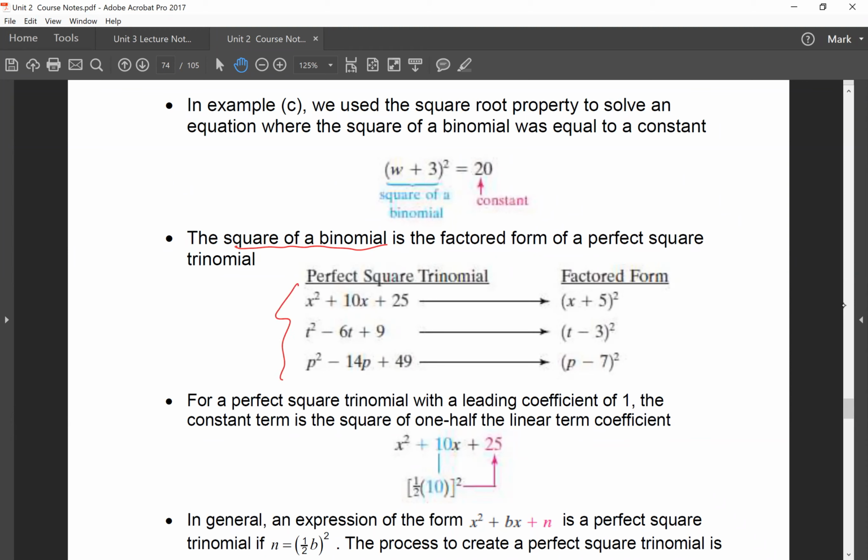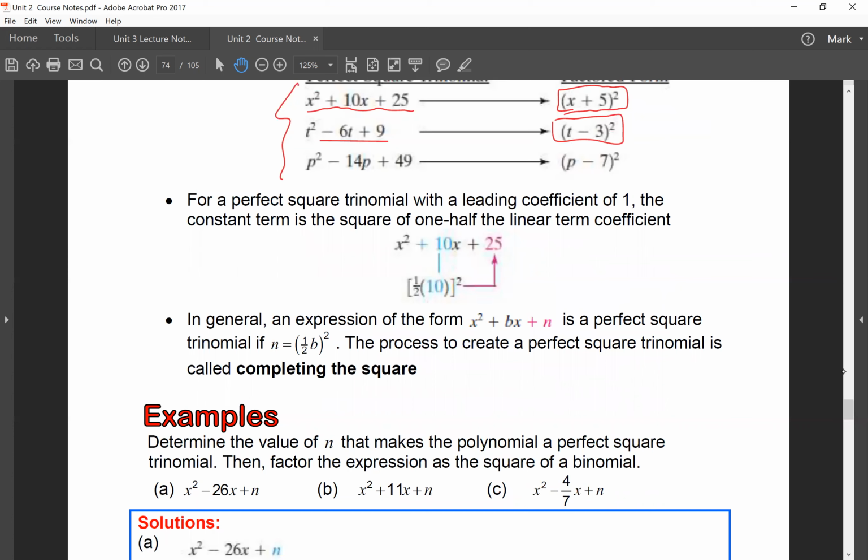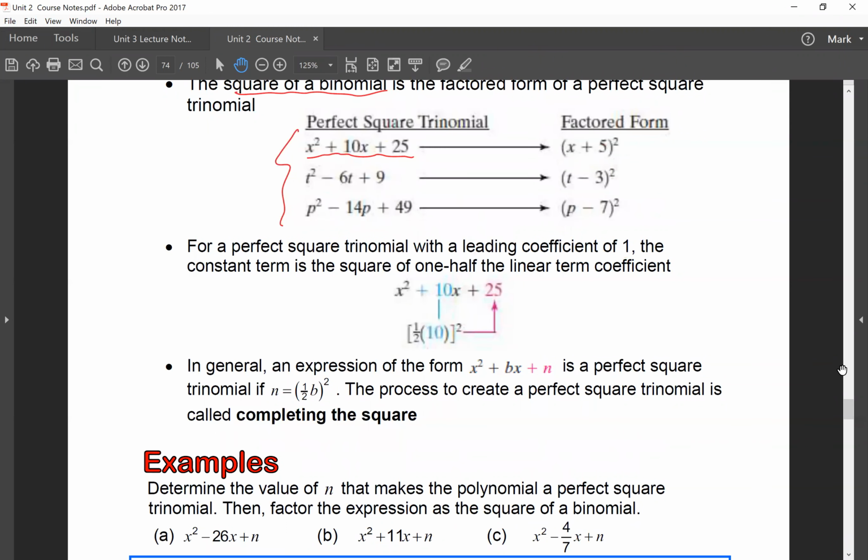So we're going to look at these today. x squared plus 10x plus 25 is (x plus 5) squared. t squared minus 6t plus 9 is (t minus 3) squared. We've actually already seen these in this course. We just never gave them a name. So for a perfect square trinomial with a coefficient of 1, the constant term is the square of 1/2 of the middle term. Okay, so what do I mean? Well, look at the examples above. So look at these three examples.